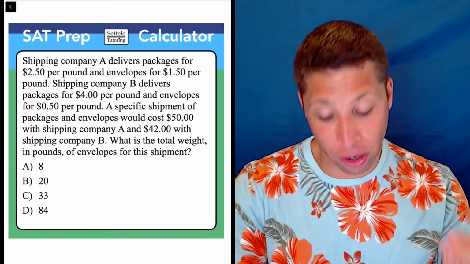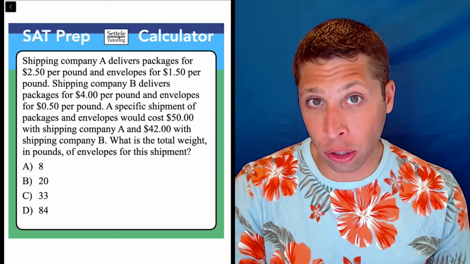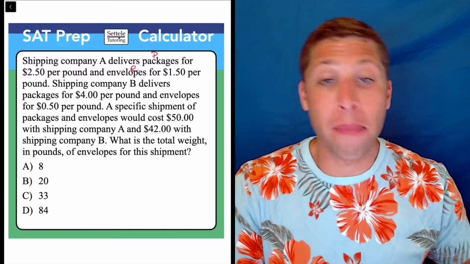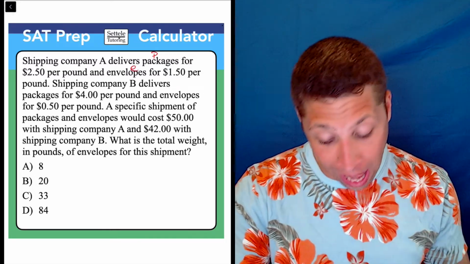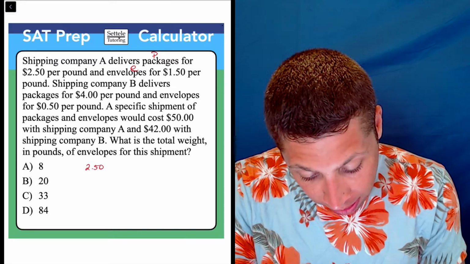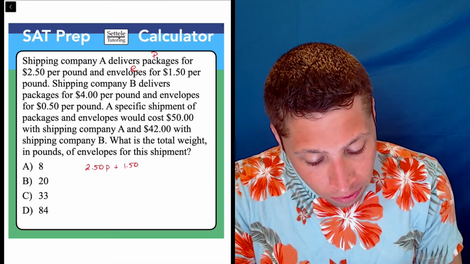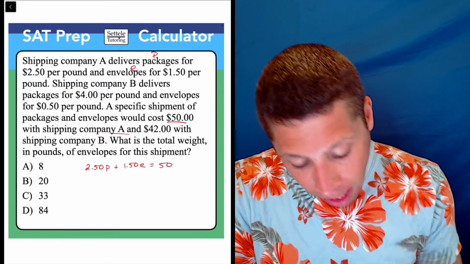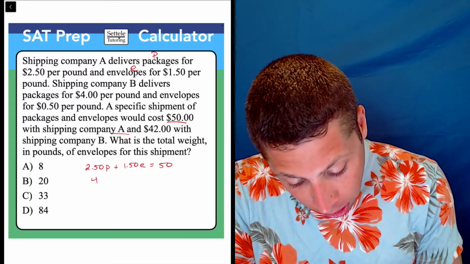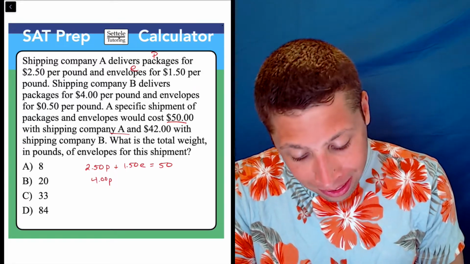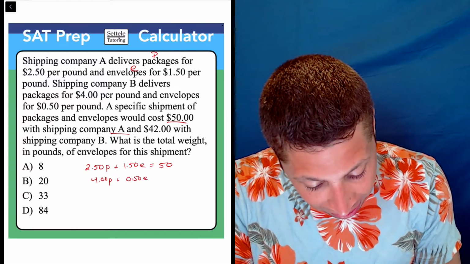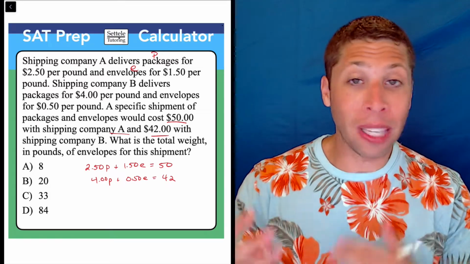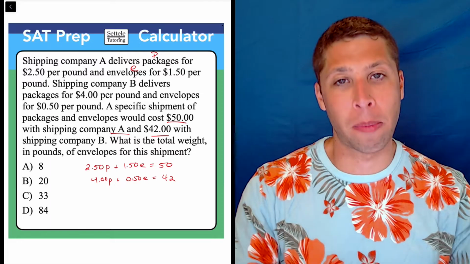We're going to need a system of equations, and basically we're going to need two variables for each equation. So we have P for the pounds of packages and E for the pounds of envelopes. So we have an equation for A, and that's going to be 250 times P plus 150 times E is equal to, we've got to be careful here, 50 is for A, so that's $50. And then for B, we're going to have $4, I'll put the zeros, times P plus 50 cents times E is equal to $42. So if those are coming easily to you, then just continue down this path and solve this way.